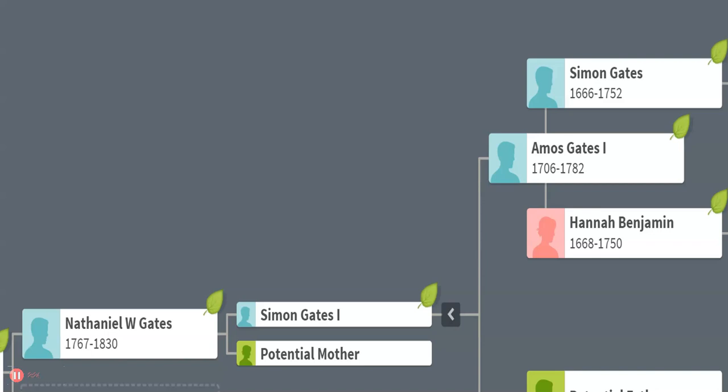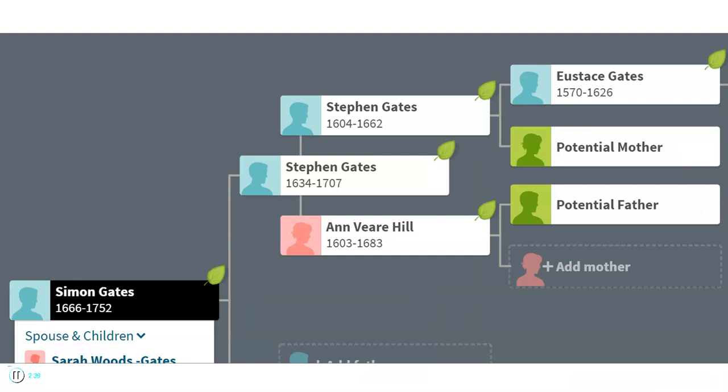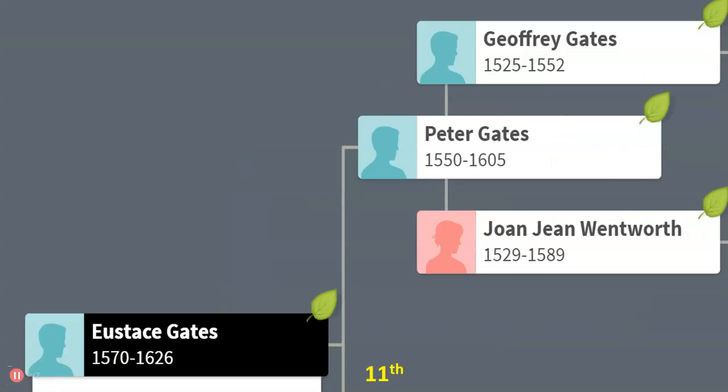If we go on, the 5th generation, Simon Gates the first. Then the 6th generation, Amos Gates. The 7th, another Simon. Getting back into the 1600s here. Let's go again. 8th, Stephen Gates. 9th, Stephen Gates. 10th, Eustace Gates. Keep going. 11th, Peter Gates. 12th, Jeffrey Gates. Now we're back into the 1500s.